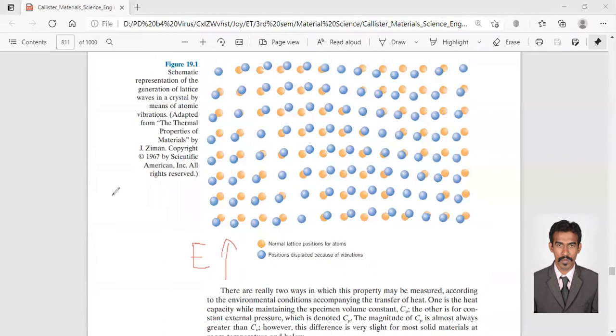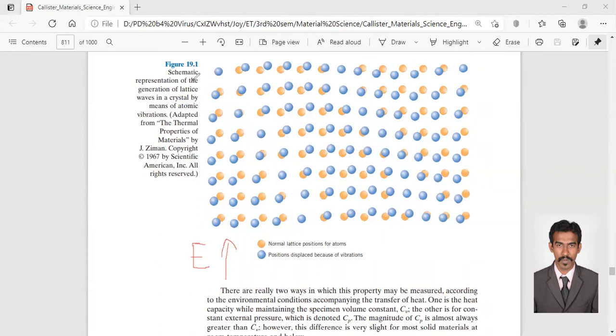Which means if you have extra energy, you can't stay at that place. The case is similar for atoms also. If we give some extra energy, they can't stay at a place. They will start vibrating here and there, and while they are vibrating, they will transfer the energy from one atom to another atom, right? So that is a kind of chain reaction, and it will travel throughout the material.